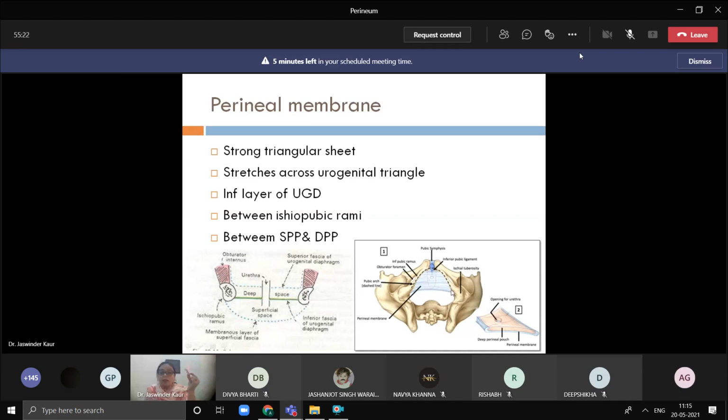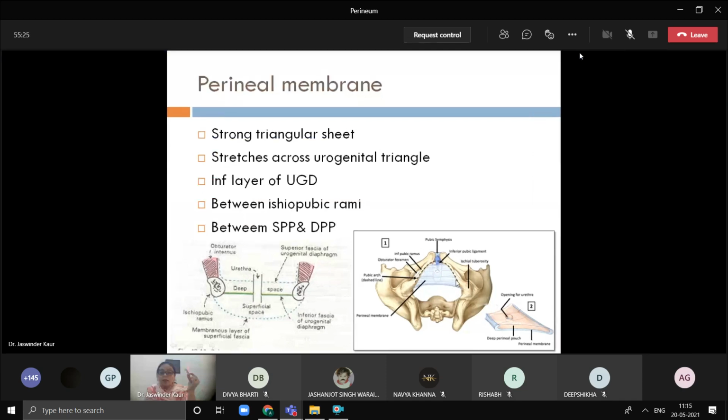It is triangular in shape, stretches across the urogenital triangle, and is present in between the two pubic rami. So this one is the perineal membrane. Below the perineal membrane is present the superficial perineal pouch. Above it is the deep perineal pouch. So it separates the superficial perineal pouch from the deep perineal pouch.